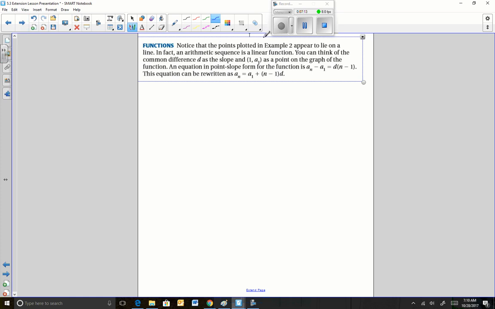Functions. Note that points plotted in example 2 appear to lie on a line. In fact, an arithmetic sequence is a linear function. The common difference is your slope. For the first term, a1, as the point on the graph for the function, the equation in point slope form for the function is this. Look at point slope. Ta-da! This equation can be rewritten, and so this is the formula we often use to find missing terms.